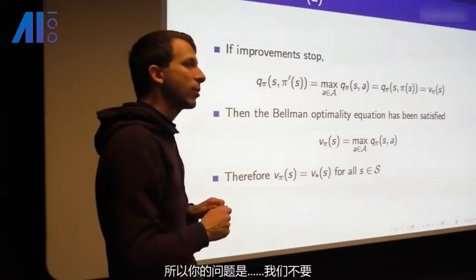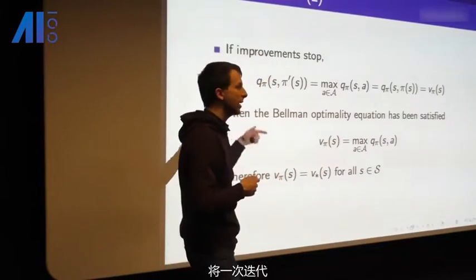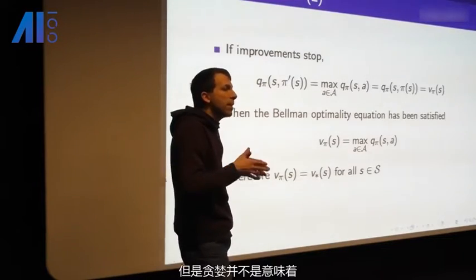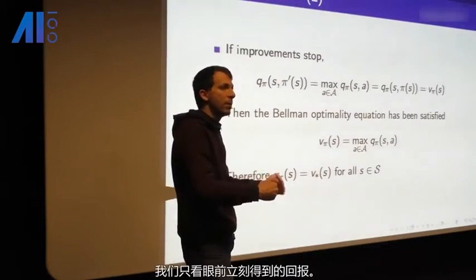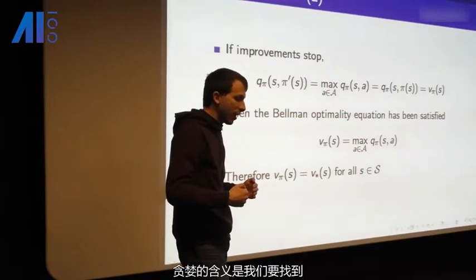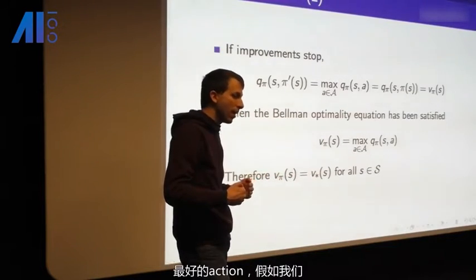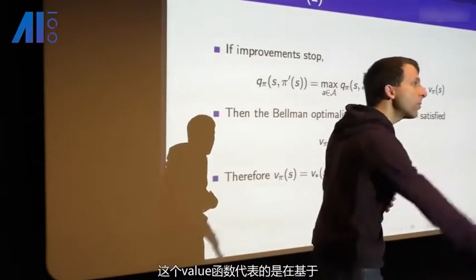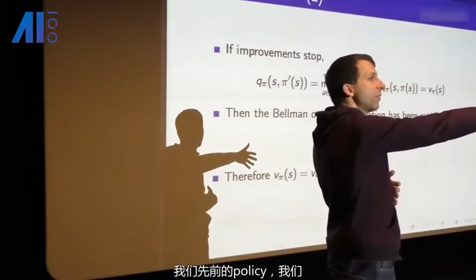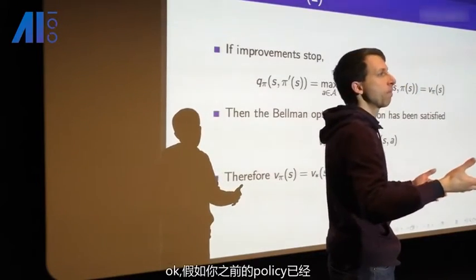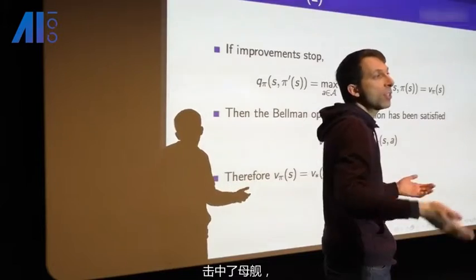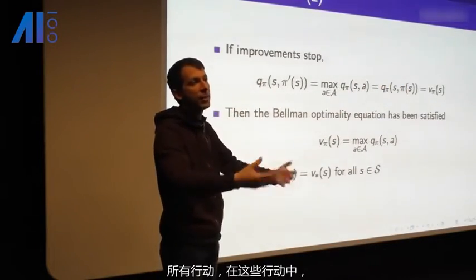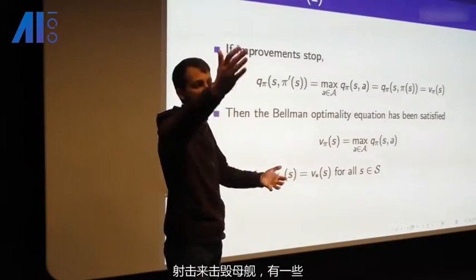So let's not confuse what's going on at each iteration with what we end up with. At each iteration we're acting greedily, but being greedy doesn't mean that we only look at one step of immediate reward. Being greedy means that we look at the best action we can take if we optimize over all actions we can do for one step, and then look at our value function, which summarizes all future rewards we're going to get, but under our previous policy. So if your previous policy was already shooting the mothership, you would see that. You would see that I'm going to consider all the things I can do in one step, and amongst those, some of them are going to kill the mothership, and some of them aren't.